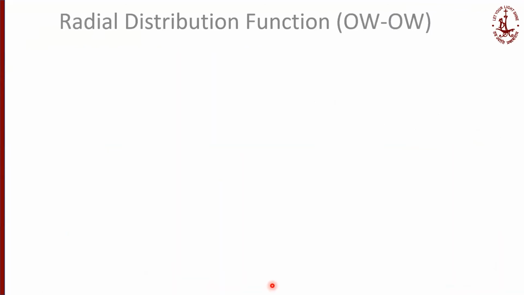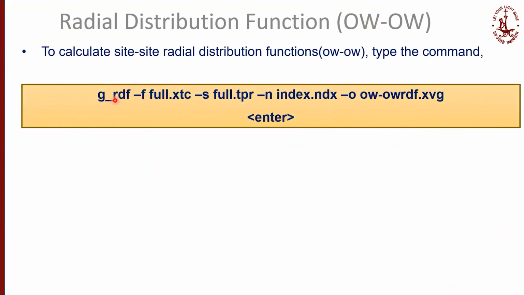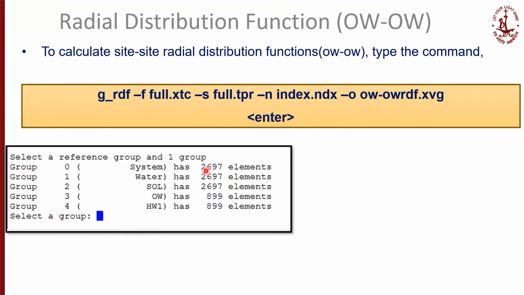So once your index file is ready, you can actually do site-site radial distribution function between oxygen and oxygen. In order to do that, again, G_RDF, you will use the XTC file, TPR file for the full MDP, index file, and you can name the file name as oxygen water rdf.xvg.